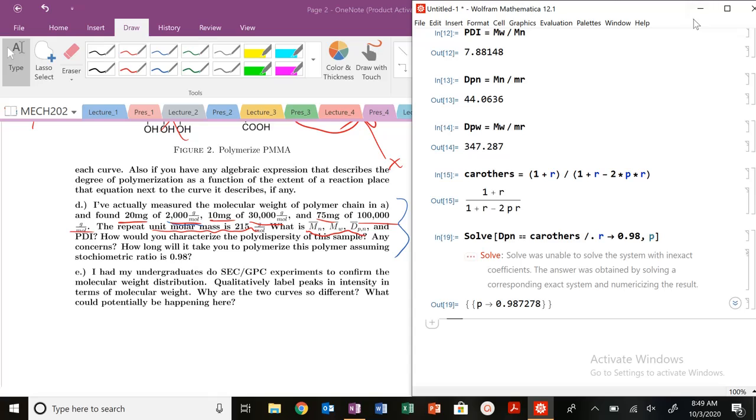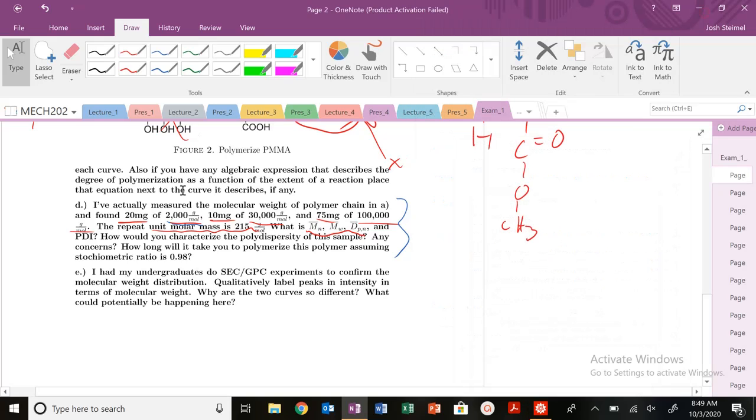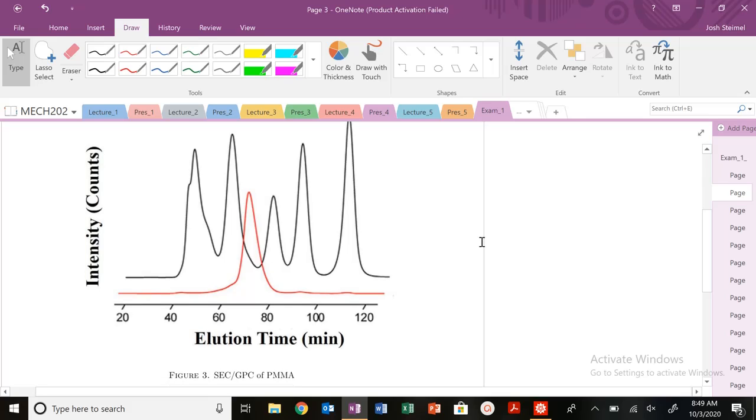So, finally, a nice qualitative question that I really like to analyze. Have undergraduates do SEC, GPC experiments to confirm molecular weight distribution? Qualitatively labeled peaks and intensity in terms of molecular weight. Why are the two curves so different? What could potentially be happening here? So I have these two different experiments. I'm going to change the pen here.